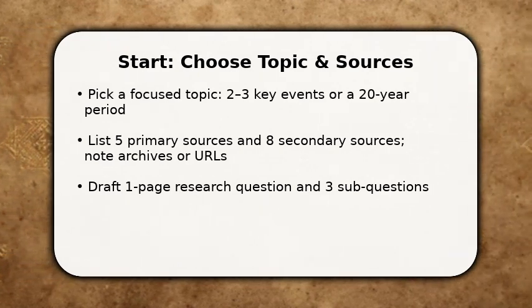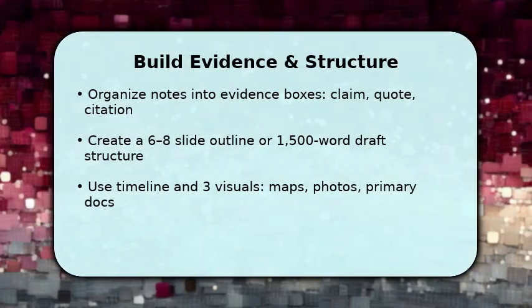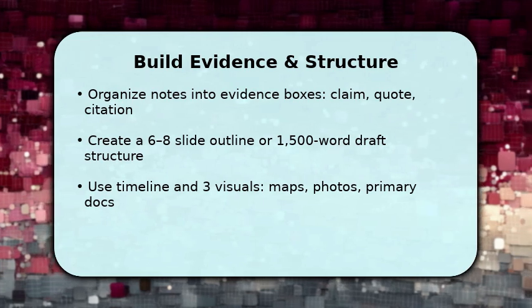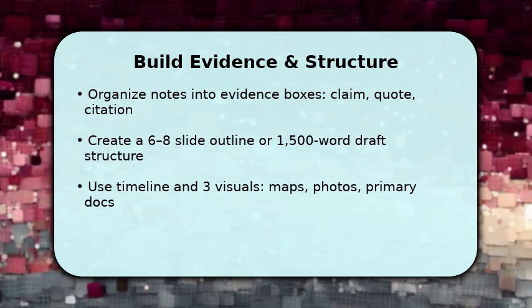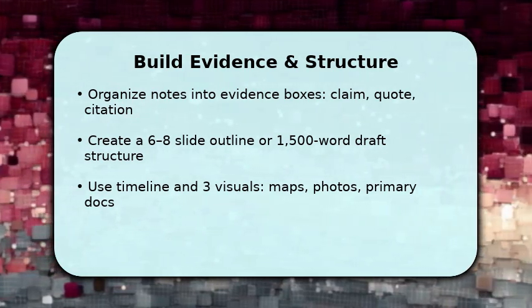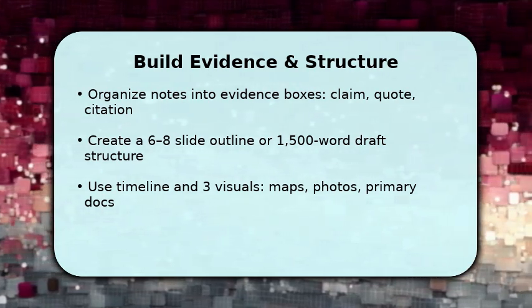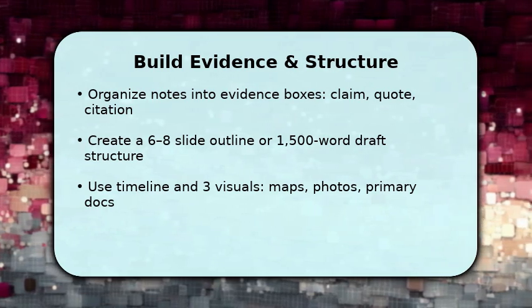You now assemble evidence and shape the argument. Start by making evidence boxes for each claim: a short claim, a supporting quote, and a full citation. Once done, turn those boxes into a 6-8 slide outline or a 500-word draft that maps introduction, body, and conclusion.